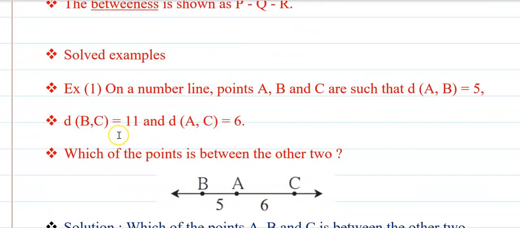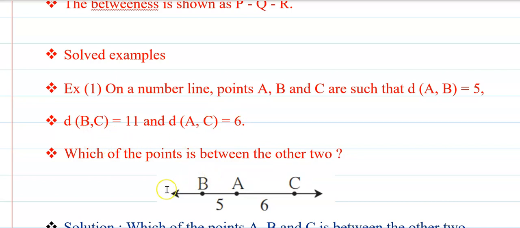Now see the example, a short example. Example number 1. On a number line, points A, B and C are such that AB is equal to 5, BC is equal to 11 and AC is equal to 6. Which of the points is between the other two? Now if you see this, A to B is 5, B to C is 11 and A to C is 6. If we add the distances AB plus AC, 5 plus 6, then it is 11, which is equal to distance BC.